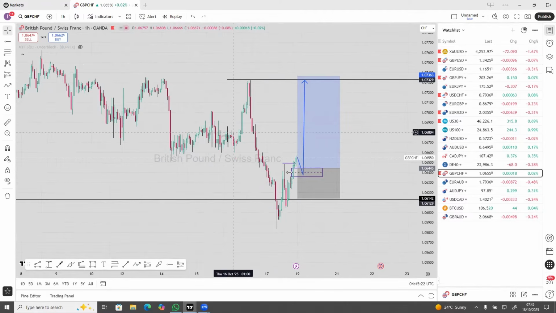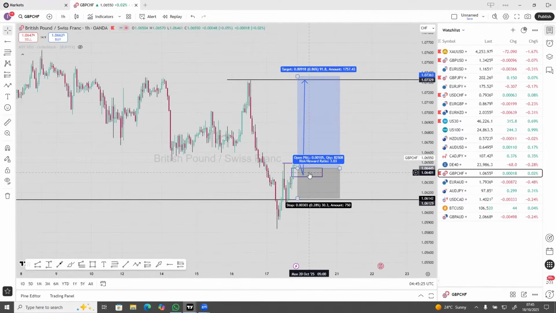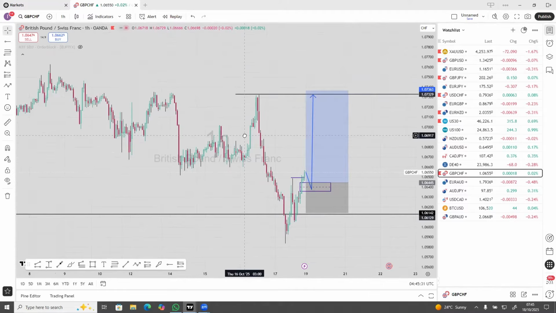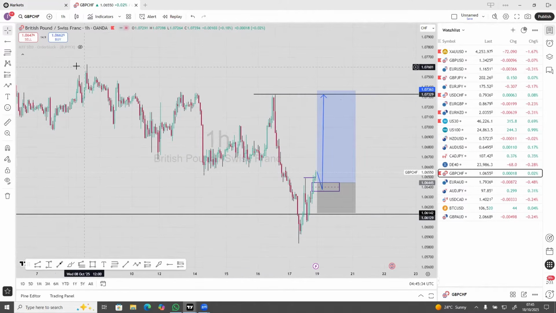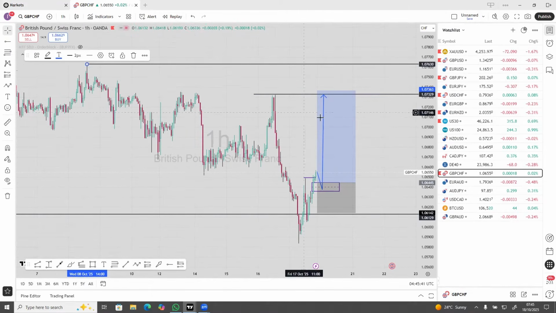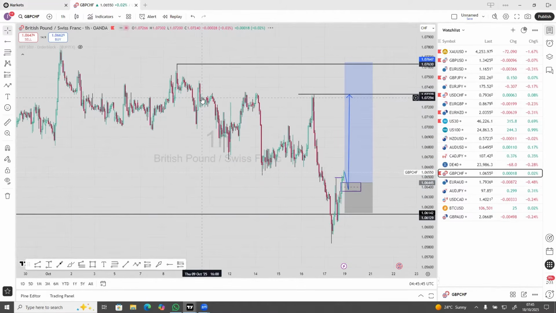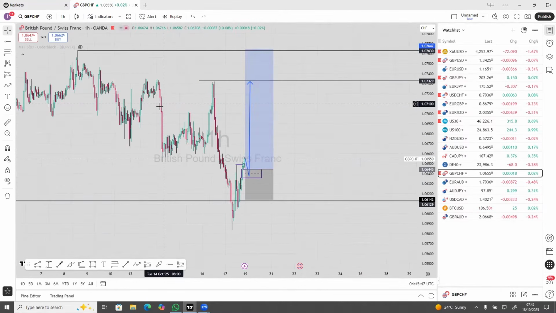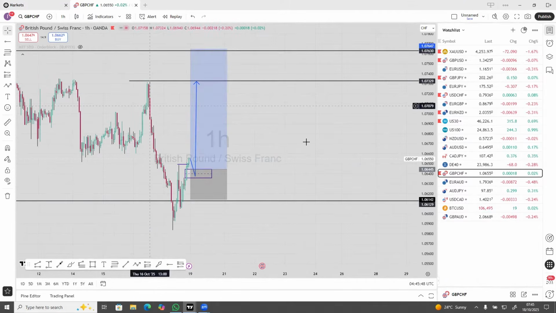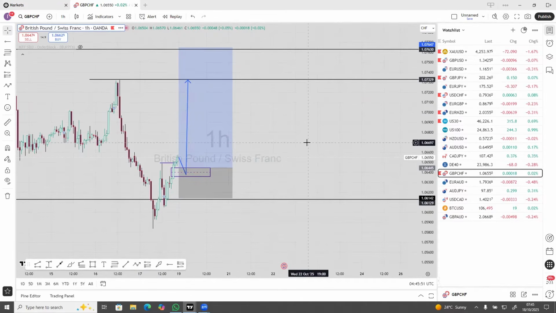That is very, very clear and very, very easy. Immediately after market open, come here, place a buy limit, and then hold it until it reaches that particular swing high. Also over here there is a lot of liquidity. If it reaches that particular high, it will be very good, as it will clear all of that liquidity. Okay, that is GBP CHF.